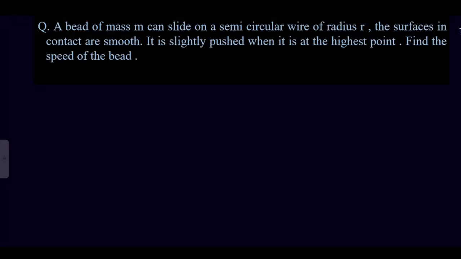A bead of mass m slides on a semicircular wire of radius r. The surfaces in contact are smooth. It is slightly pushed, very almost zero, just pushed. That means initial velocity zero, gently pushed. At the highest point, then find the speed of the bead.